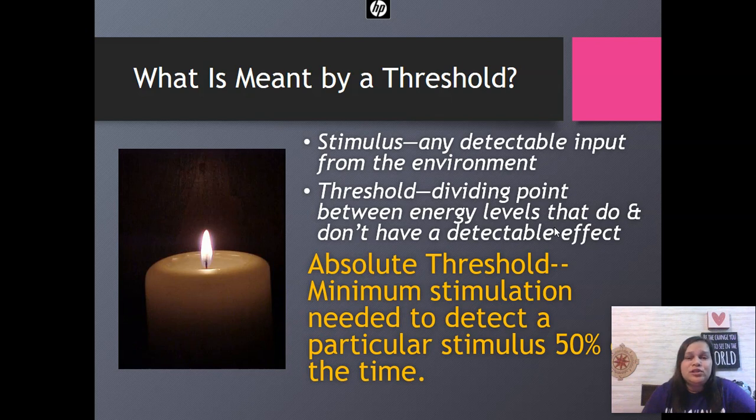So there's a couple different theories on how we detect thresholds. The first is the absolute threshold. The absolute threshold says that there's a minimum stimulation for everybody that's needed to detect a particular stimulus about half the time. Half the time, at this minimum, you will be able to get it. The other half, you may or may not actually get it. And when you see these examples, you'll see why.